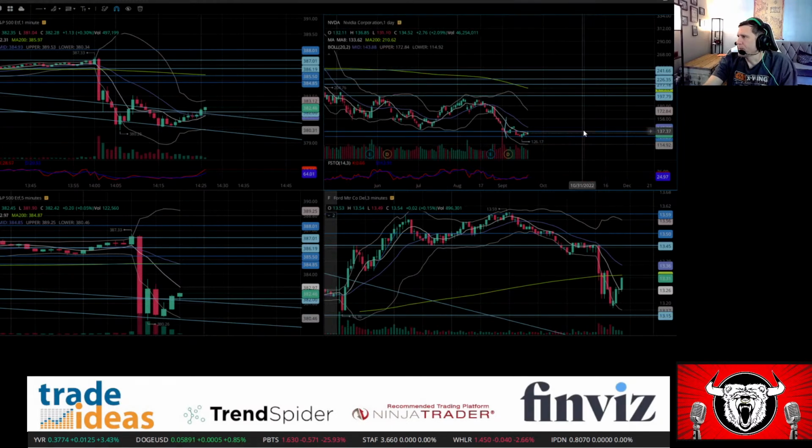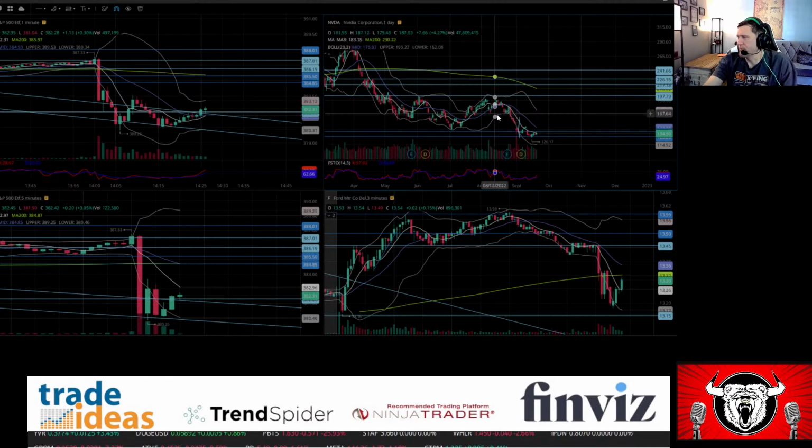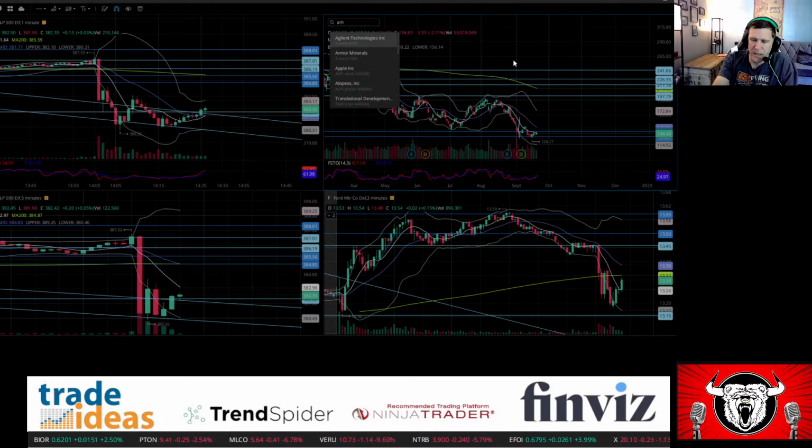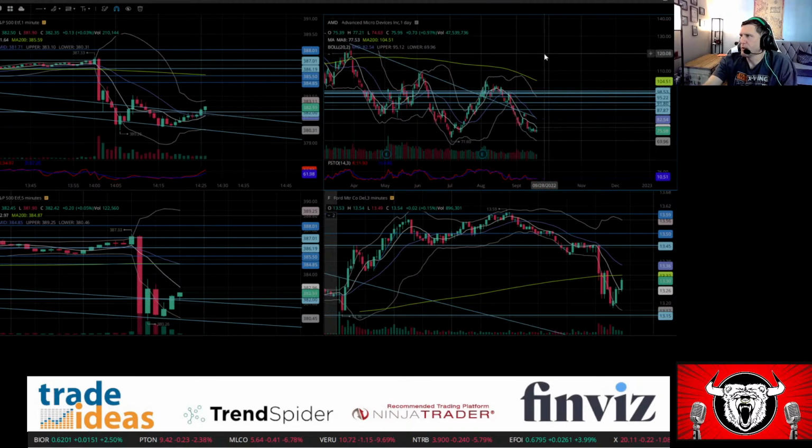So definitely keep your eyes on the tech sector. I think NVIDIA can do some cool things. It's at a screaming discount. I'm not saying jump in long right now, but wait for the sign. You'll know it. It'll come to you. And similar things with AMD, although AMD's got a little bit more headwind than NVIDIA currently.